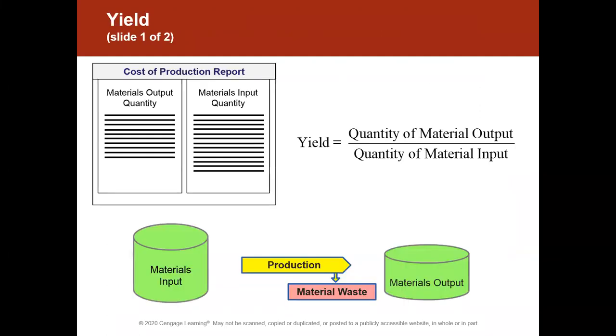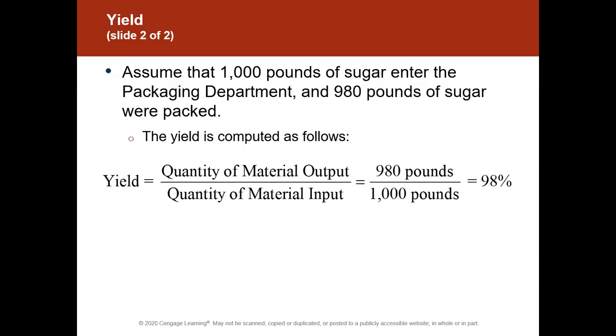One last concept for this chapter, the concept of yield. Yield is just the quantity of material output you get for the quantity of material input. So I think the example they have here is: assume that 1,000 pounds of sugar enter the packaging department and 980 pounds of sugar were packed. So we would say the yield, the quantity of output, 980, divided by the quantity of input, 1,000, means they have a 98% yield.